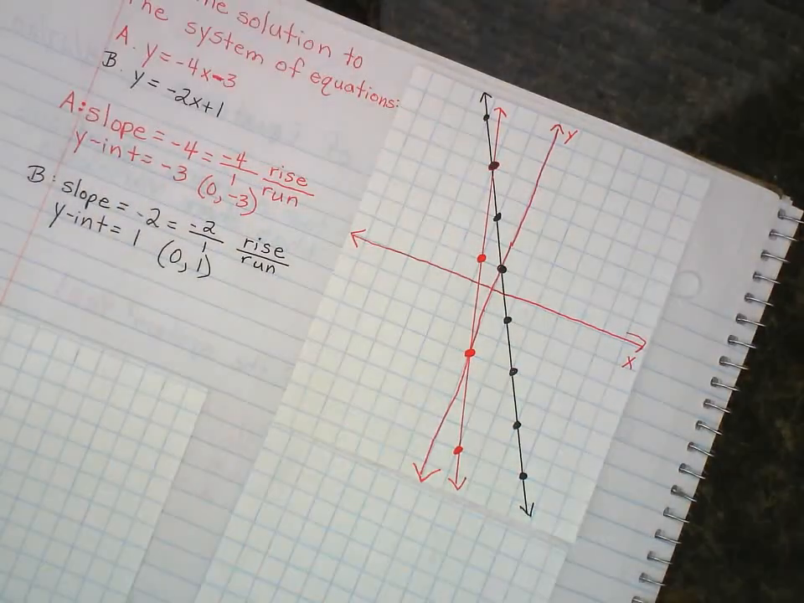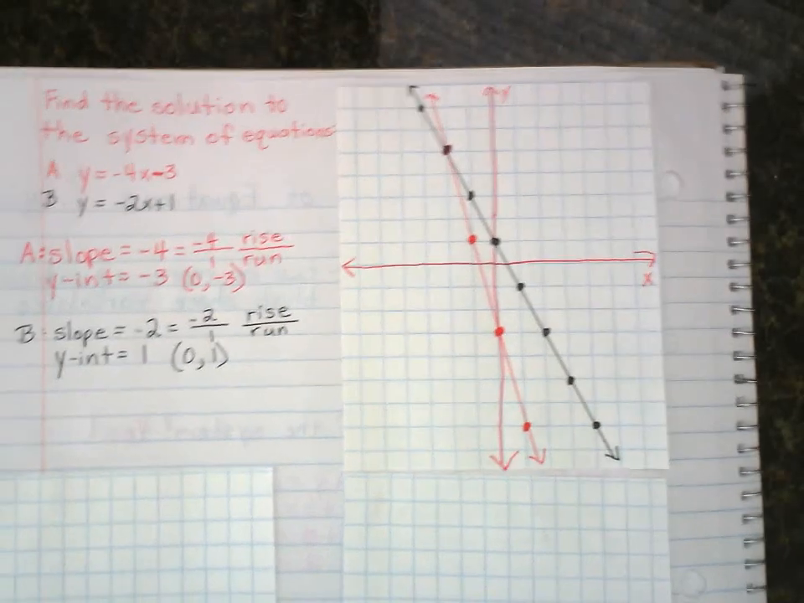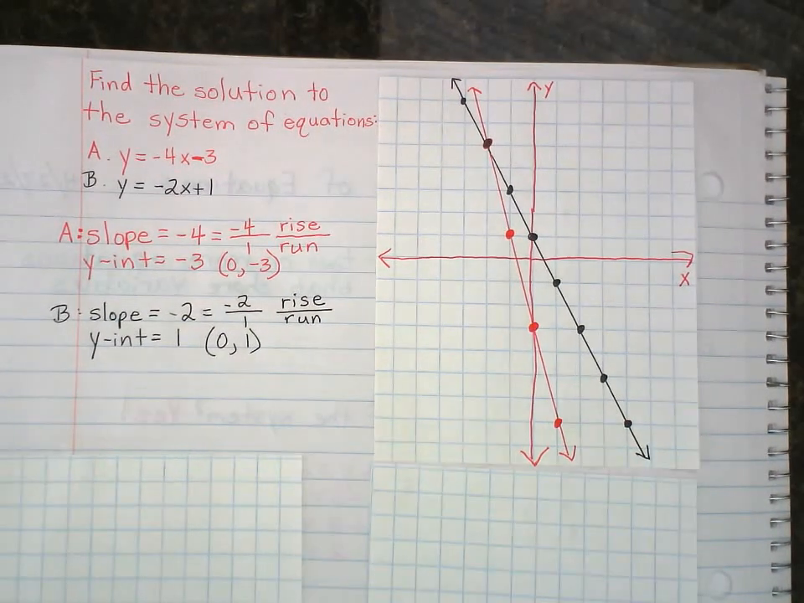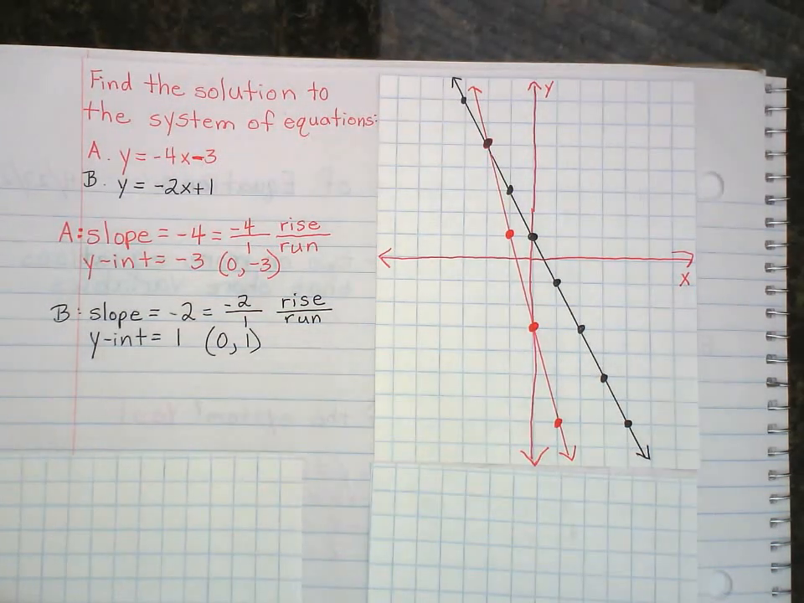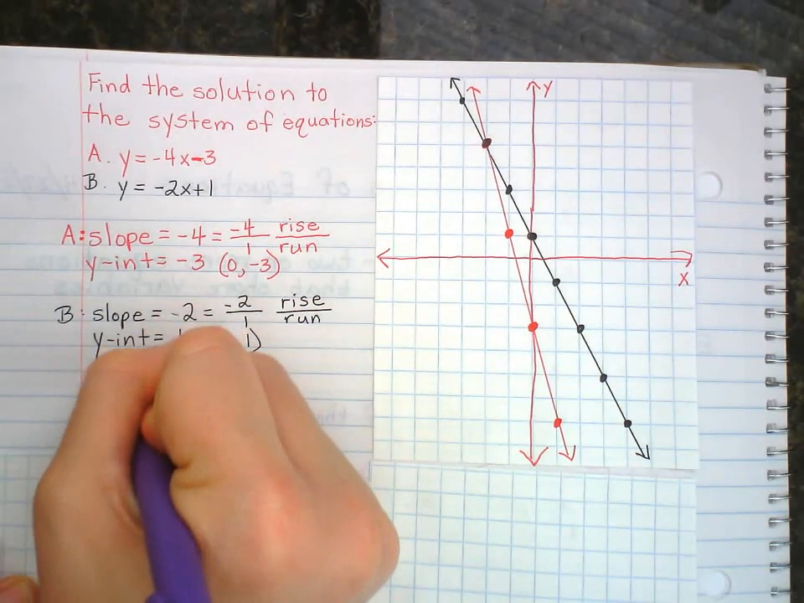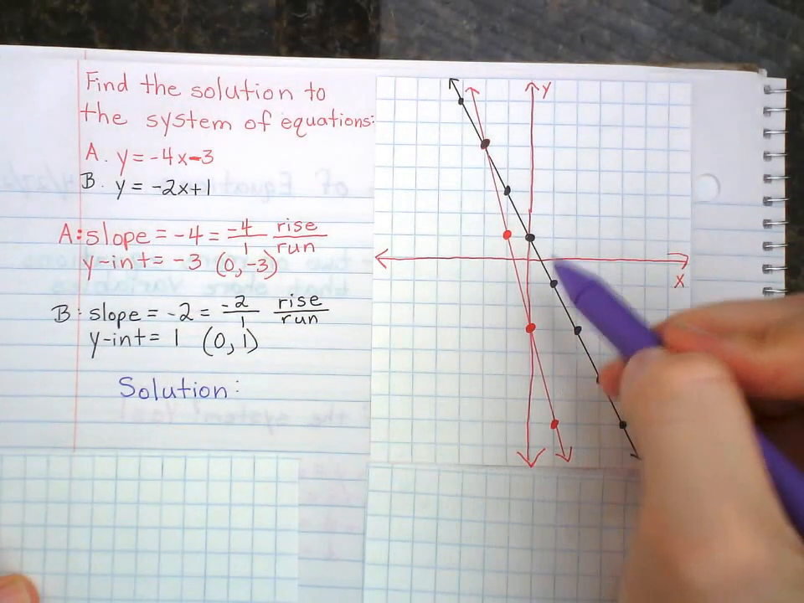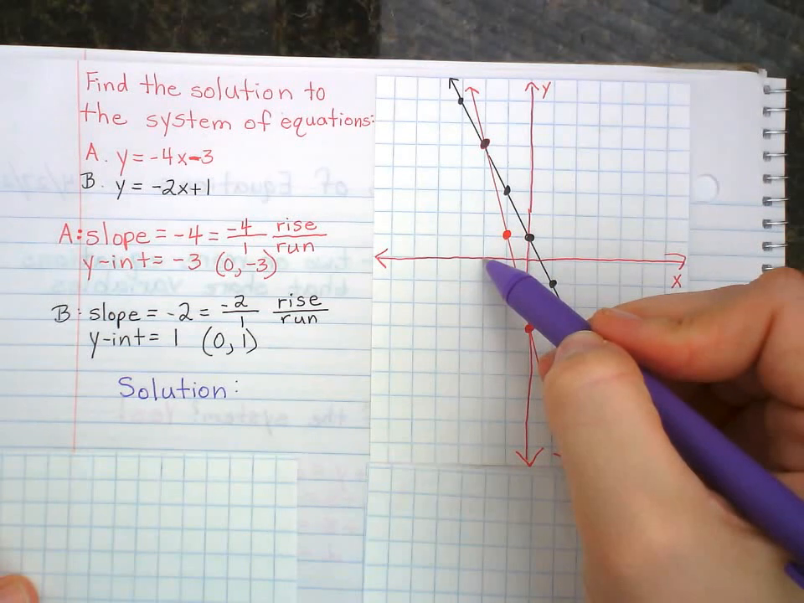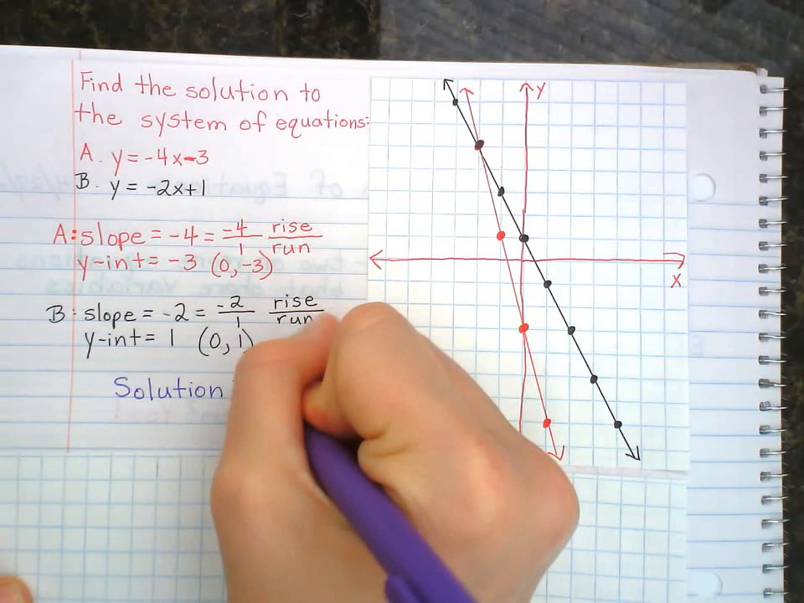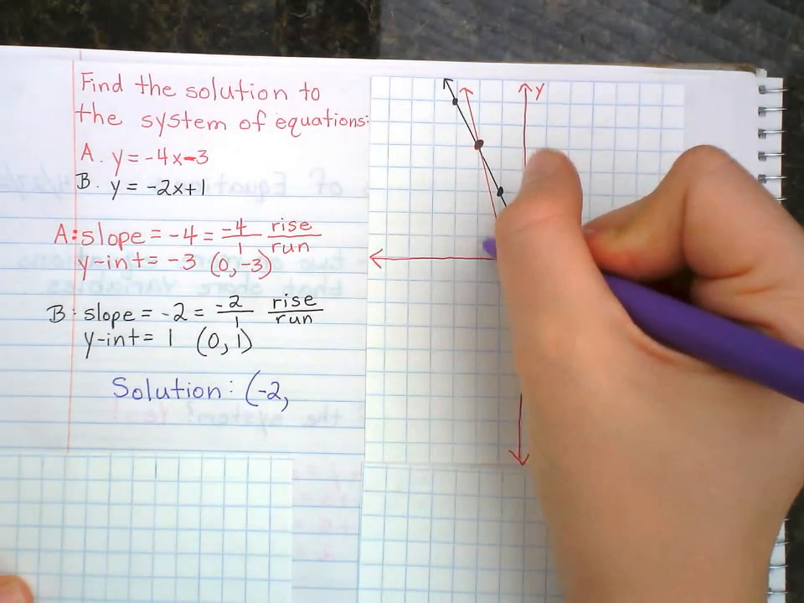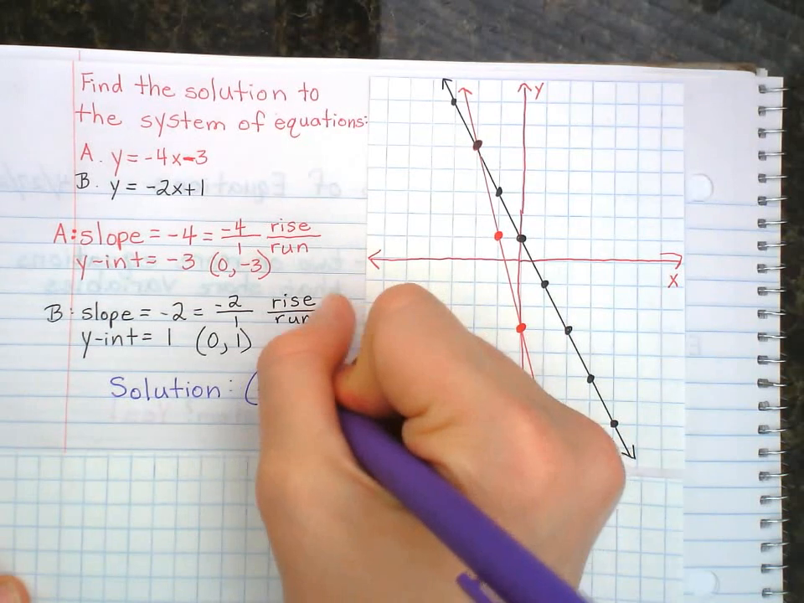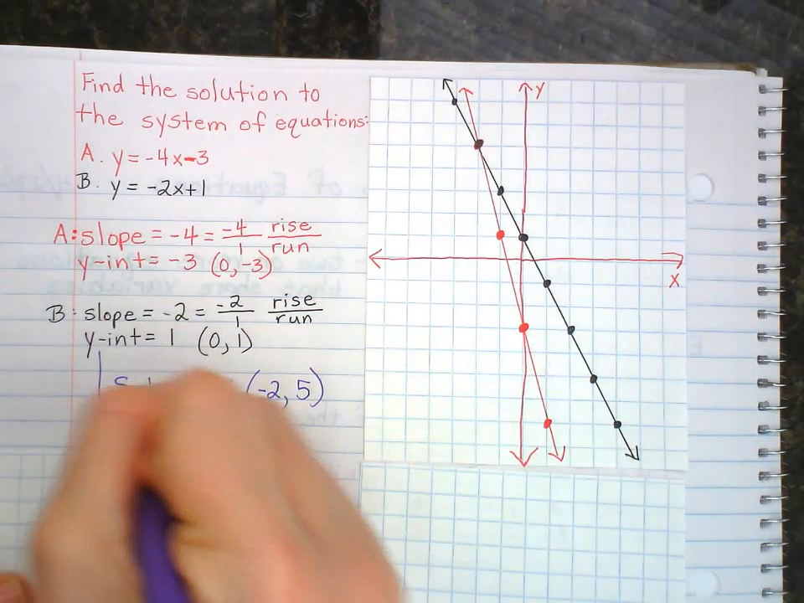Okay, so step 1, graph both equations on the same coordinate plane. Step 2, find where they intersect. Where do both graphs overlap? Right there. What is that ordered pair? Well, the solution is, so we went from the origin, left 2, so negative 2, then up 1, 2, 3, 4, 5. So that's at negative 2, 5. That is our solution.